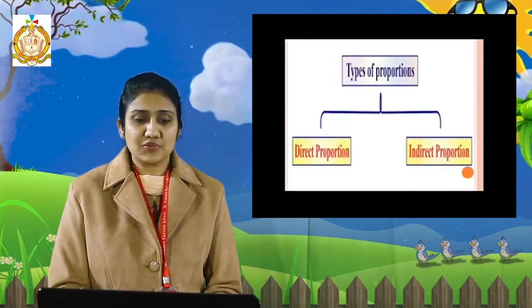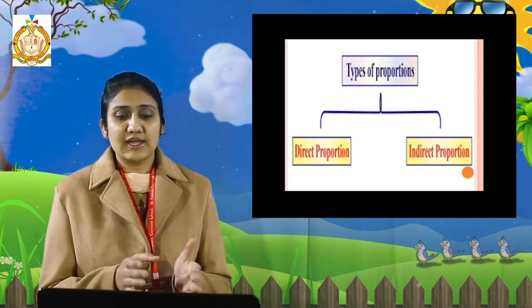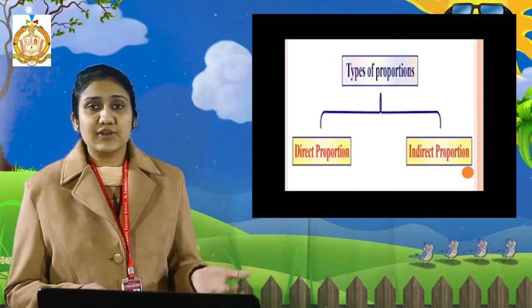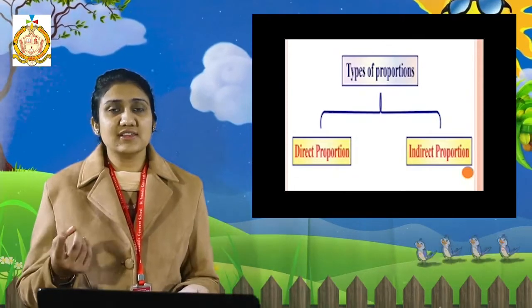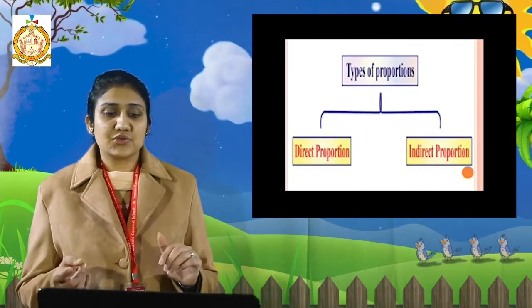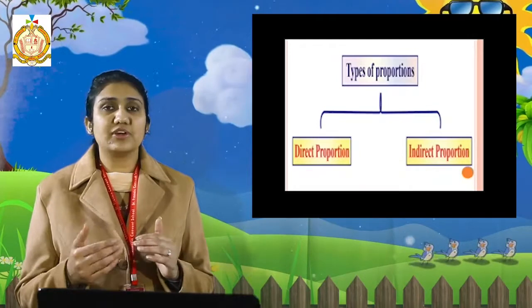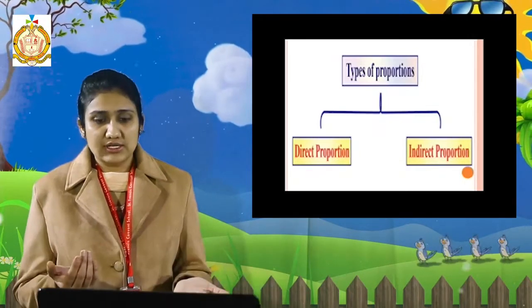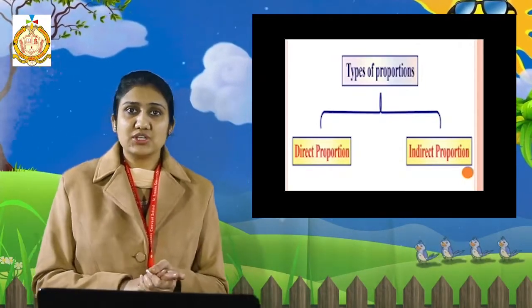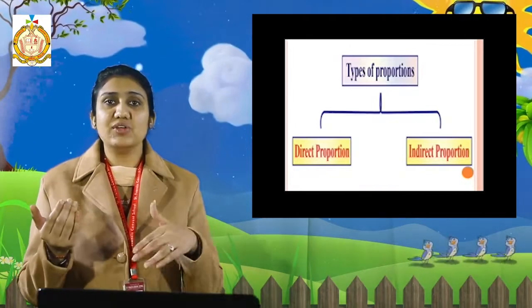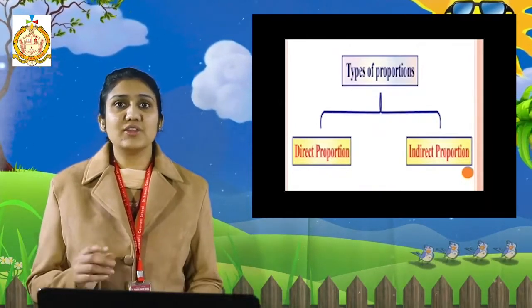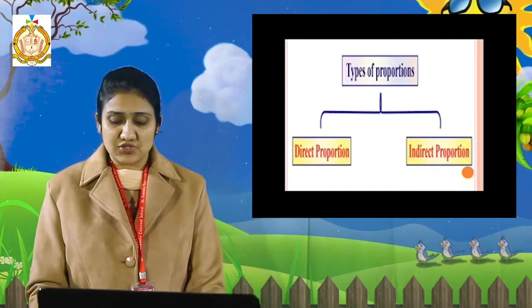There are two types of proportions, direct proportion and indirect proportion. In the direct proportion, if one thing is increasing, the second thing also increases. Direct means same. In the indirect proportion, if one quantity is increasing, the second will decrease. So they have an inverse kind of relation in the indirect proportion.